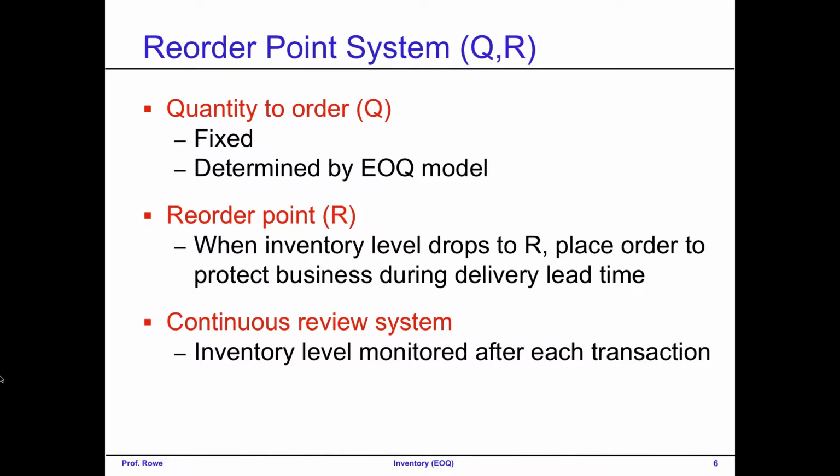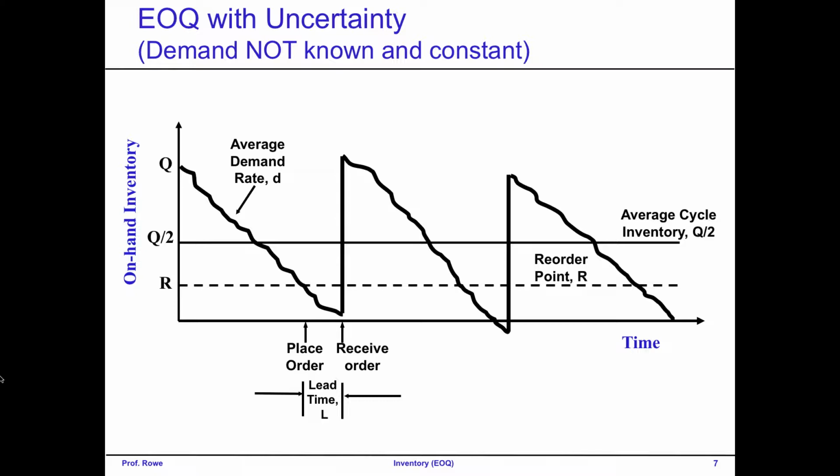And as I mentioned, in this class, we'll be only looking at continuous review systems and not periodic review systems, which would just require a small tweaking of the formulas, but I don't want to get into that at this point. Okay, so now I'm going to relax the assumption of known and constant demand. So now what we're going to allow is some variability of the demand.